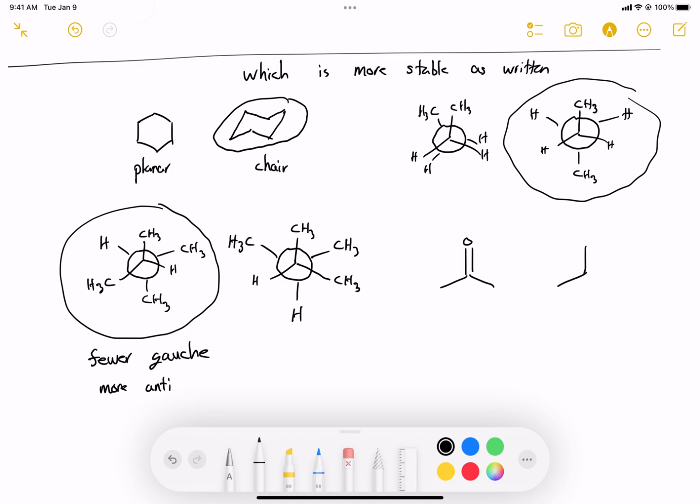So here's an example of an octet of resonance structures. So which one's the more stable structure? It's going to be the one with all octets, no charges.